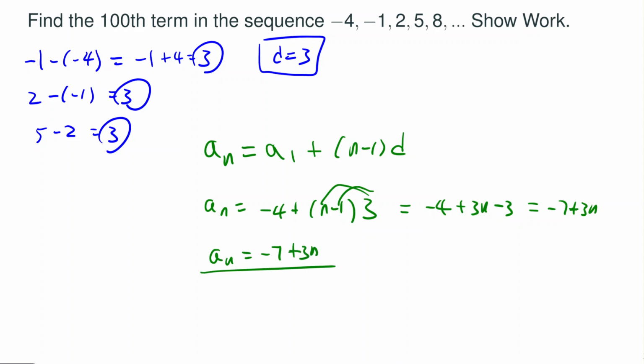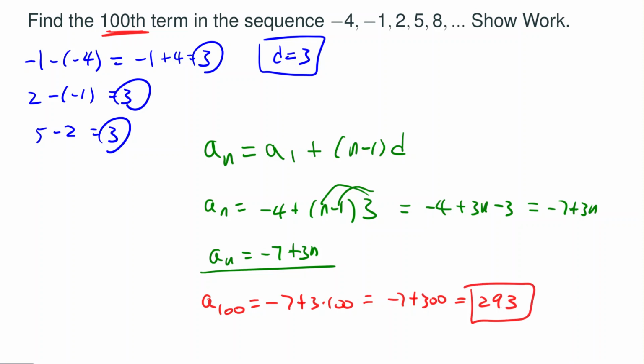Now using this, we can find the 100th term. I'll just plug 100 in for n. -7 plus 3 times 100 gives me -7 plus 300, which is 293. So 293 is the 100th term of the sequence. First term, second term, third, fourth, fifth, all the way to 100th.